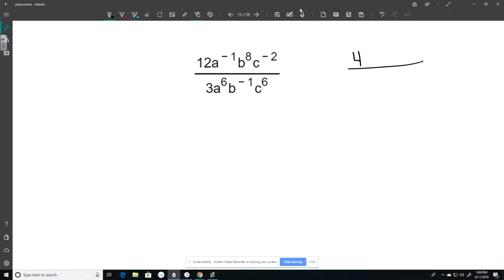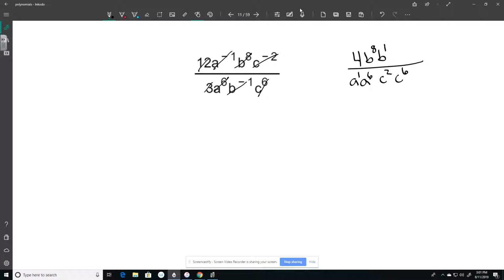I have a to the negative 1 on top. I don't like a to the negative 1. So let's go ahead and move that to the bottom. So now I have a to the 1 on the bottom. The 12 and the 3 are gone. I have a to the 6 on the bottom. That can stay there. B to the 8, that can stay on top for right now. B to the negative 1, I don't want a negative 1 on the bottom, so let's move that b to the negative 1 to the top and make it a positive. C to the negative 2, again, I don't want negative, so I'm going to move that to the bottom and call it c squared. The c to the 6th is already on the bottom.